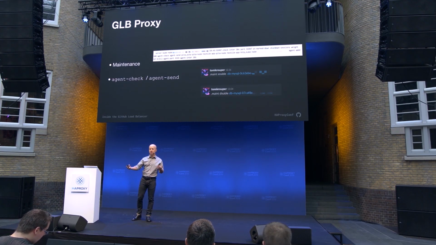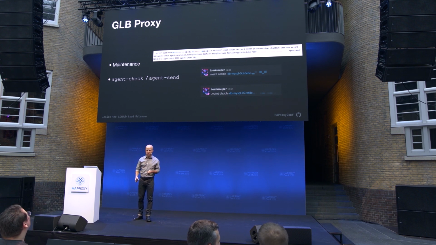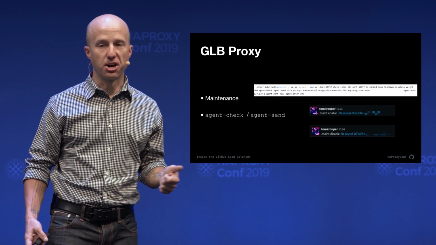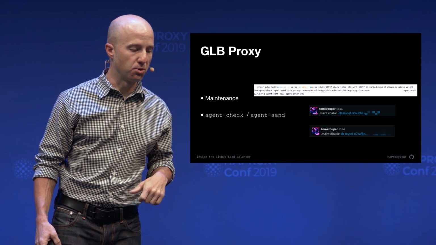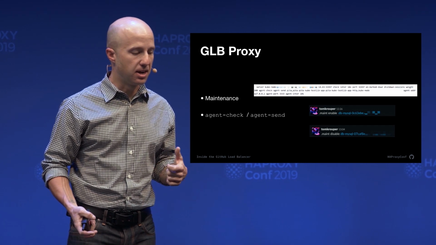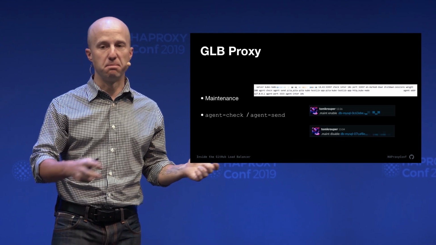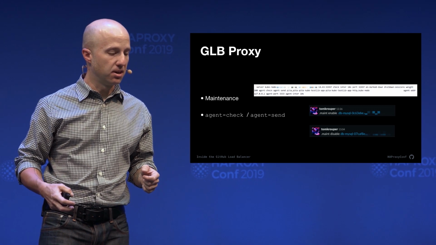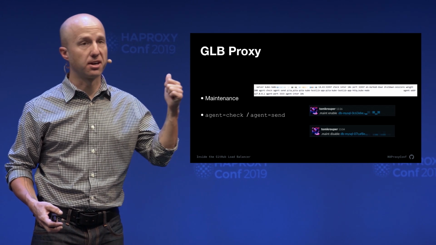So once we have a configuration out, we may want to do maintenance. Here's an example of a server backend line. To do maintenance, we use a little service on every single GLB proxy host called Agent Checker. Agent Checker knows how to deal with agent check and agent send in HAProxy. Agent Checker stores metadata about the backend and its current status in a local configuration file, and is then managed by console and console template, so we can make changes across the entire fleet. This is how we pull servers in and out of maintenance using chat ops, like you can see in the screenshot there.